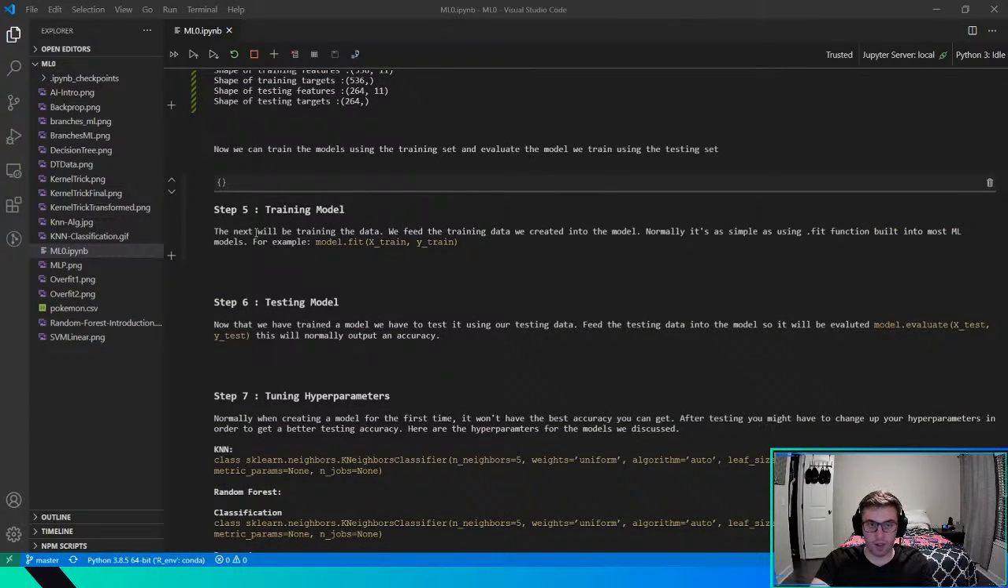So train the model. We're going to go over this more next time, but basically you can use the .fit function on any of the models in sklearn, and it will start.